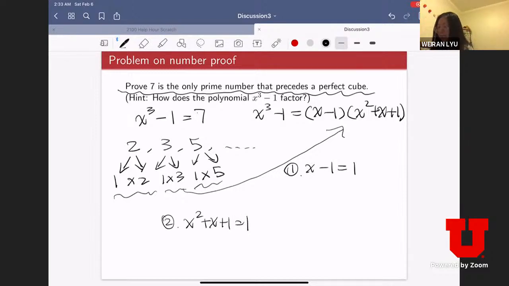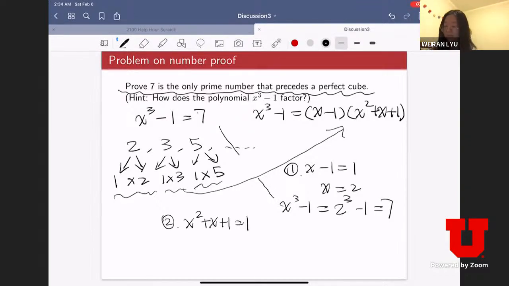So if x minus 1 is equal to 1, and we know x is equal to 2, and we just substitute this back into the equation, we have that x cubed minus 1 is actually 2 cubed minus 1, that's 7. Okay, all right, now I think I've kind of shown that this is true.